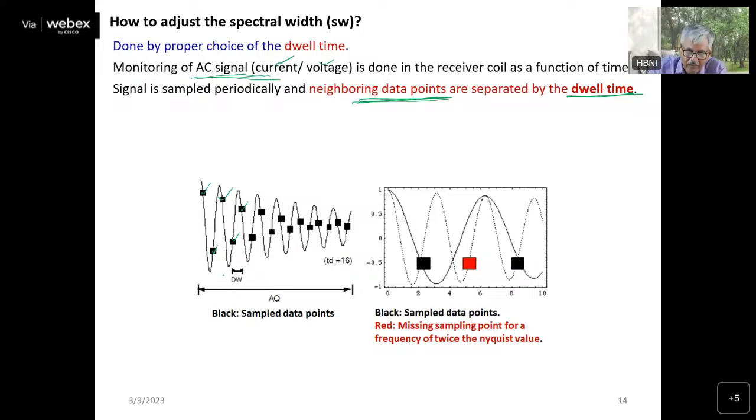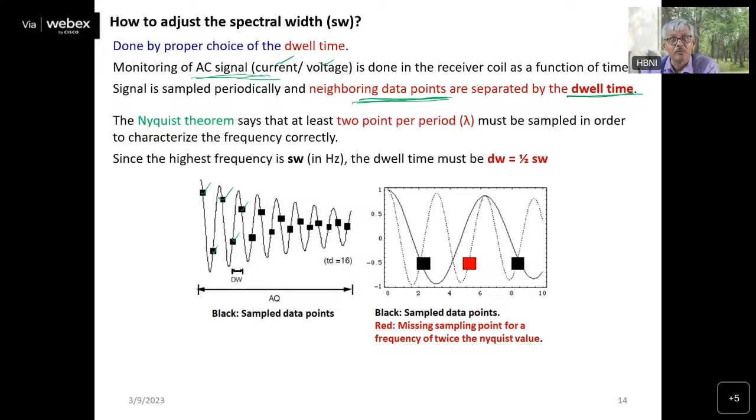Okay, I have shown only this and this. It is called the dwell time. Now, we cannot choose the dwell time arbitrarily. There is a theorem called the Nyquist theorem. It says that at least 2 points per period, or per wavelength, must be sampled in order to characterize the frequency correctly.